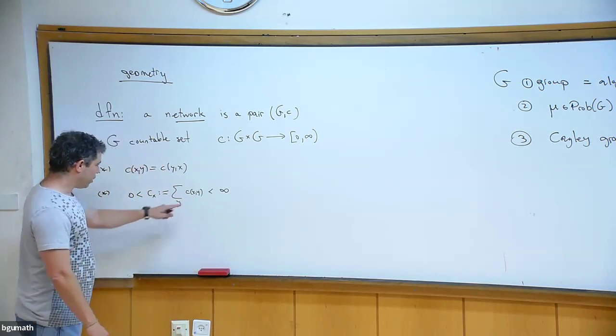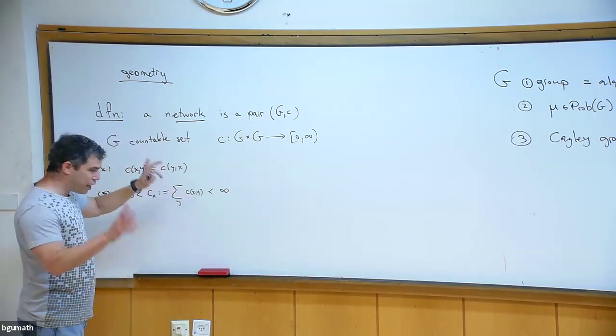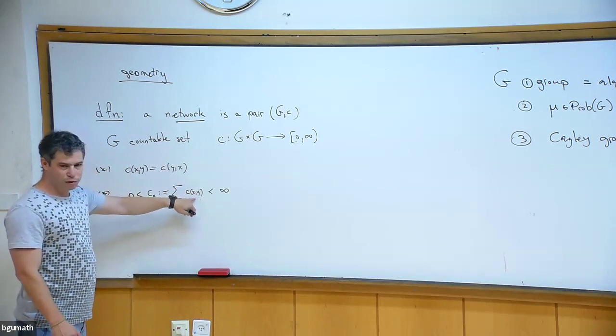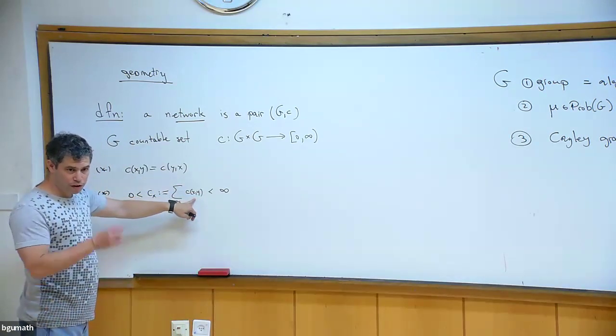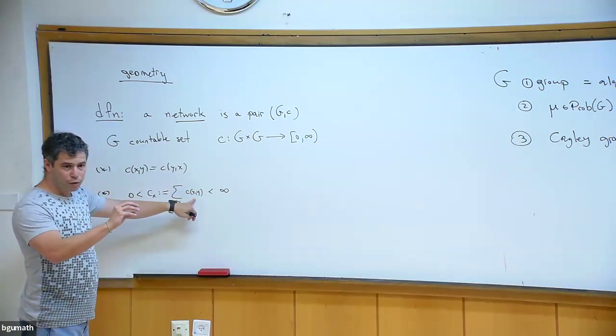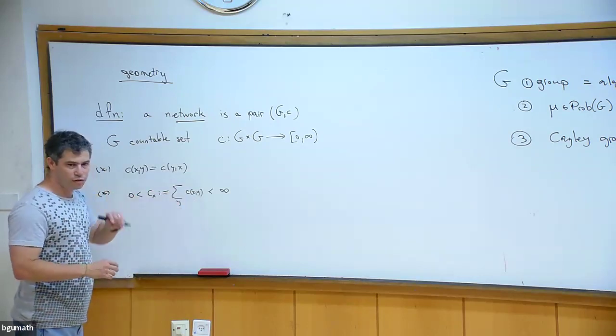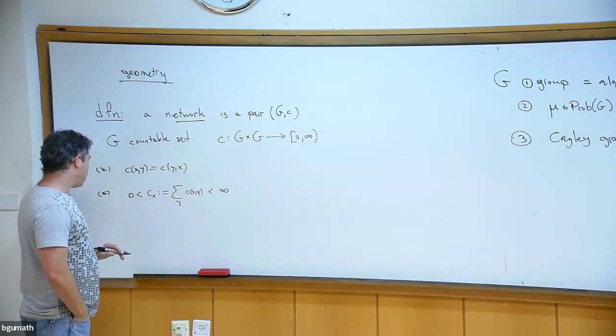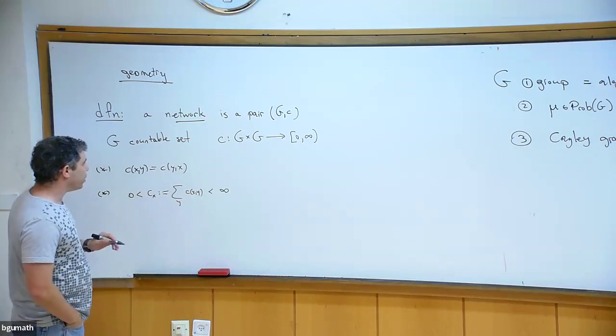Okay? But it doesn't mean that the number of neighbors of X, those that have positive conductance between them, is finite. It just means that the conductance becomes smaller and smaller rapidly enough so that this thing sums. It could be a different sum for every C of X. Okay? And we're going to talk about connected networks.